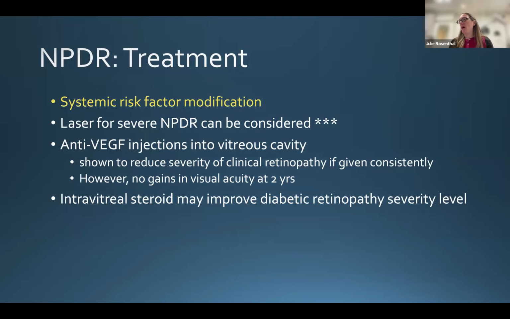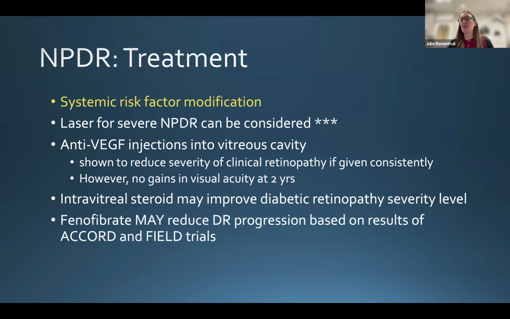Most of us don't feel that it is. Sometimes intravitreal steroids can improve the level of severity. Again, not something that we do unless we really need to. And fenofibrate may reduce the progression of diabetic retinopathy based on the results of the ACCORD and FIELD trials, but there were other mortality issues with some of these trials, and one of them wasn't really powered to look at the eye findings. So most of the time it's really just about modifying the patient's risk factors, which I know is a lot easier said than done. I know with our patients, it's not easy to get their A1C under good control, but that is the best thing for preventing blindness from diabetes.